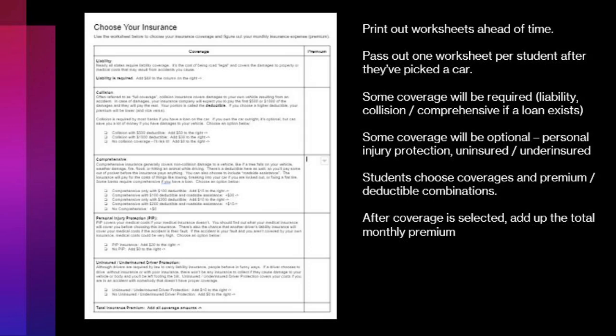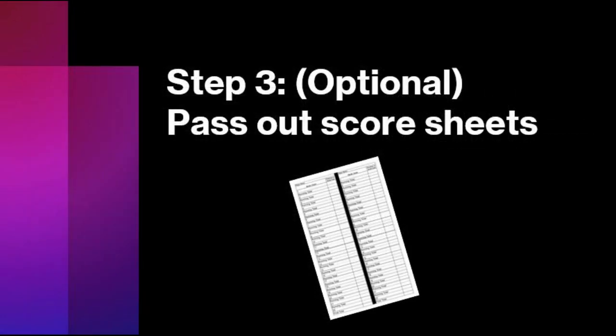uninsured vehicle protection. So the students will all pick their insurance, and when they do pick their insurance, in some categories, they'll be able to pick a higher deductible and lower premium or a lower deductible and higher premium. So they're going to fill out the sheet, pick their coverage, and add up their totals to get their total monthly premium that they're going to have to pay every single month. Once they have picked their insurance coverage, then we can start the game.